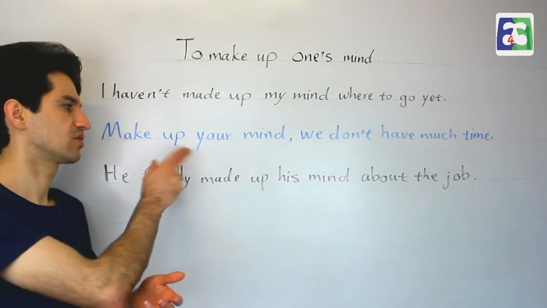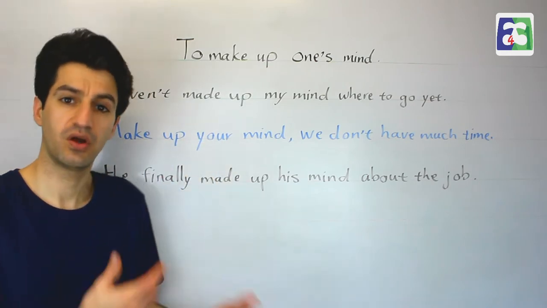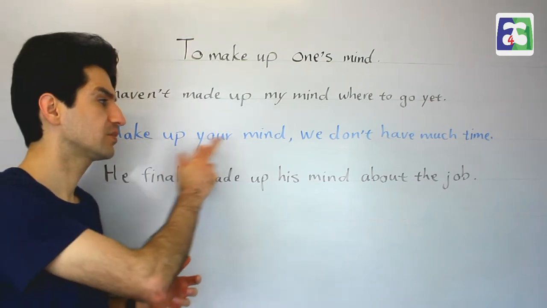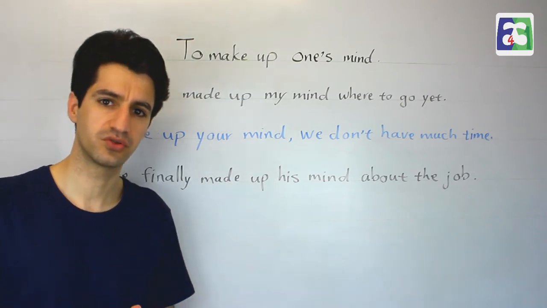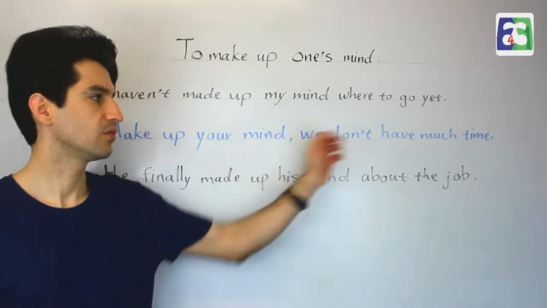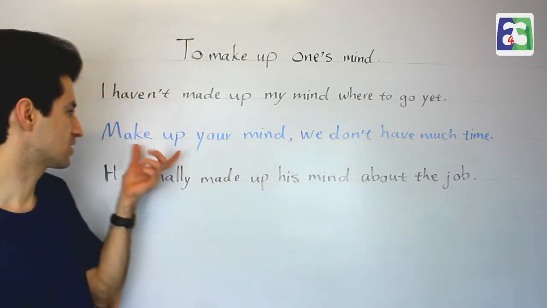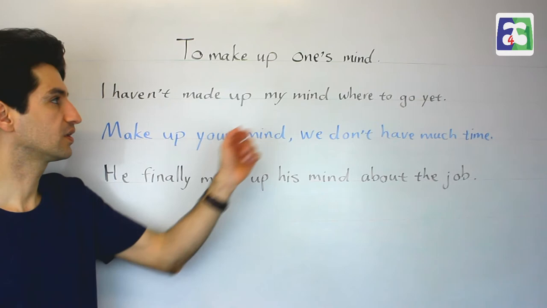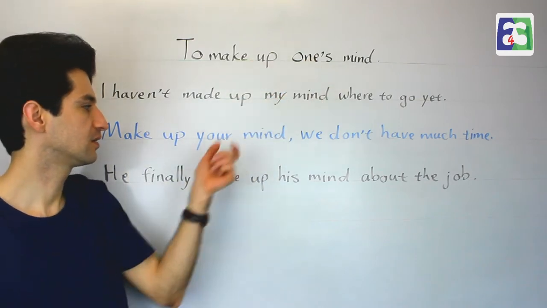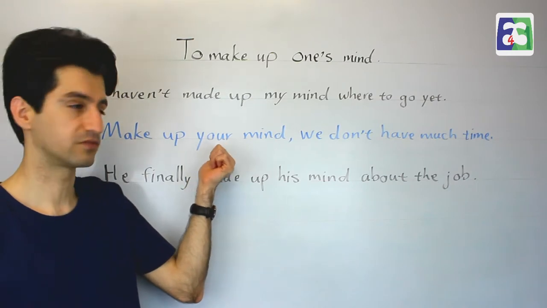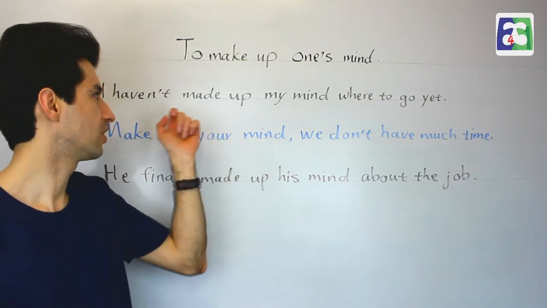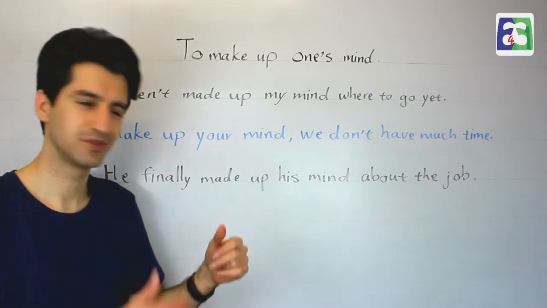I'm asking someone to hurry. "Make up your mind" means decide. Make your decision. Choose what you're going to choose. Don't waste the time. We do not have much time. So this one is simple present. And over here, "one's" is "your," your mind, not "yours," be careful with this one. So your mind, my mind, and other people.